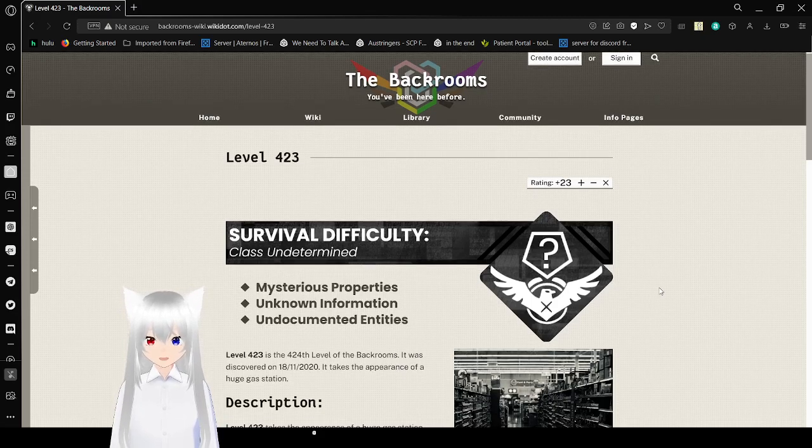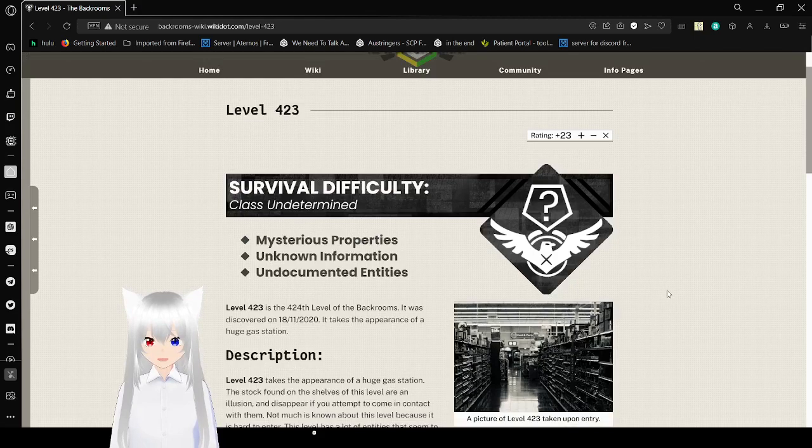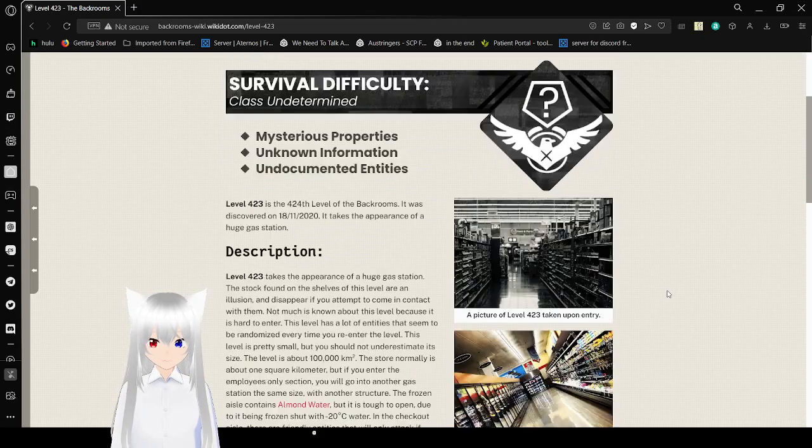Survival difficulty, class undetermined. Mysterious properties, unknown information, undocumented entities. Level 423 is the 424th level of the Backrooms. It was originally discovered on November 18th, 2020. It takes the appearance of a huge gas station.